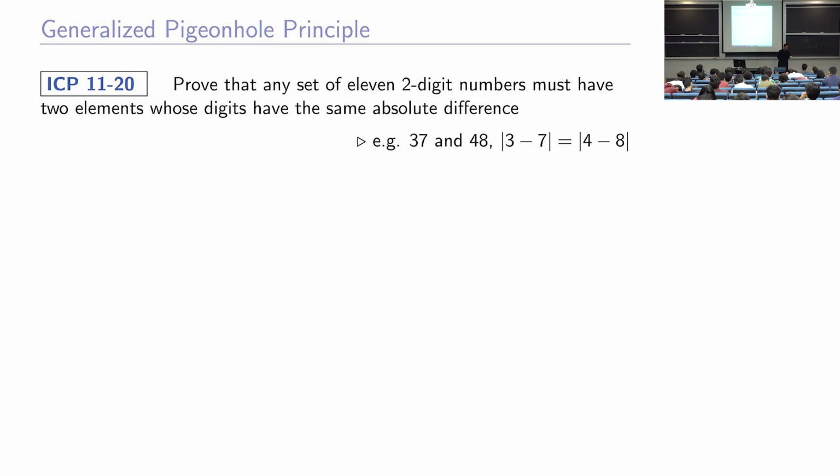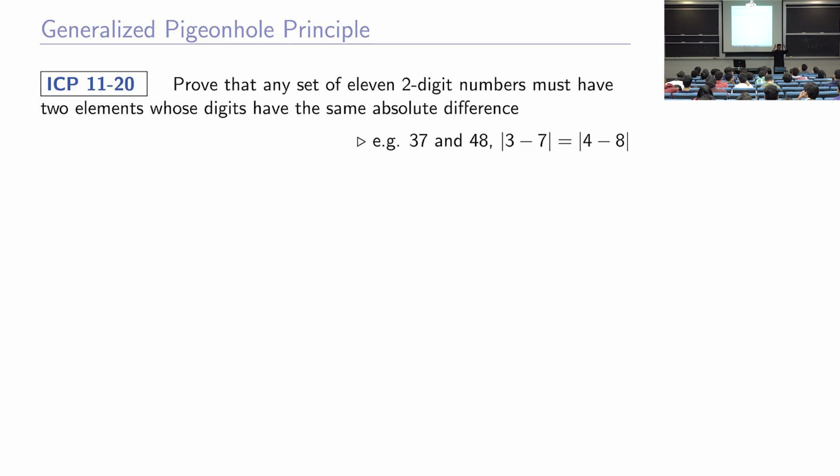90 or something, right? So from 10 to 99. Among these 90 numbers, you take any set of 11 numbers. Suppose you choose 37. The absolute difference of digits is 7 minus 3 equals 4, or 3 minus 7, the absolute value is 4.